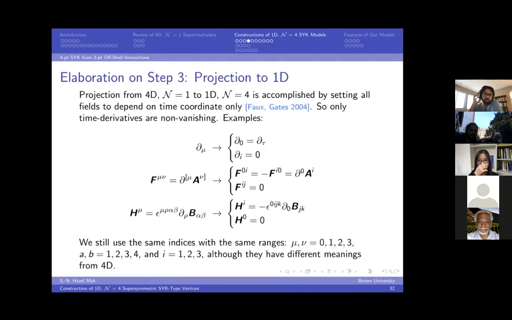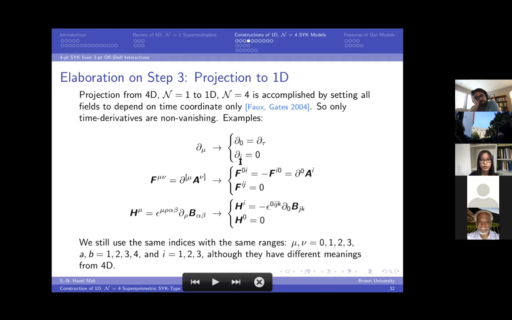And then I have a brief elaboration on our step 3, which is a projection from 4D N equals 1 to 1D N equals 4. This projection process was established by Michael Faux and Jim Gates in 2004. So how to do this projection: in 4D, you have field variables that are functions of space and time, for example t, x, y, z. And then what you do is just take that field variable and set it to be a function of time only.